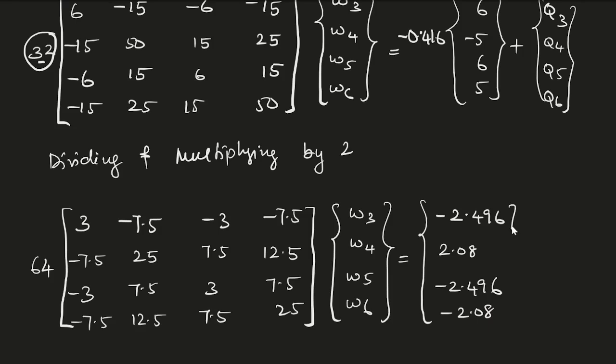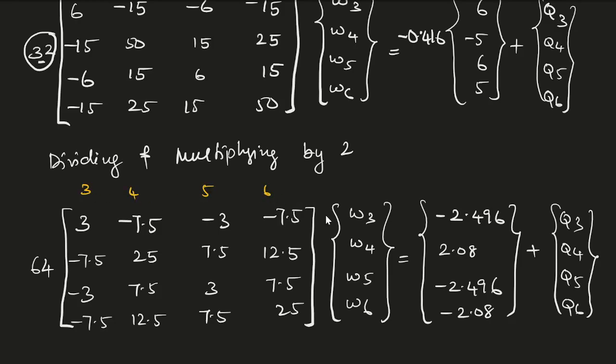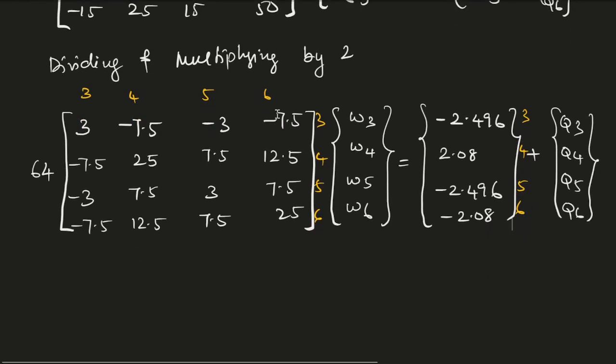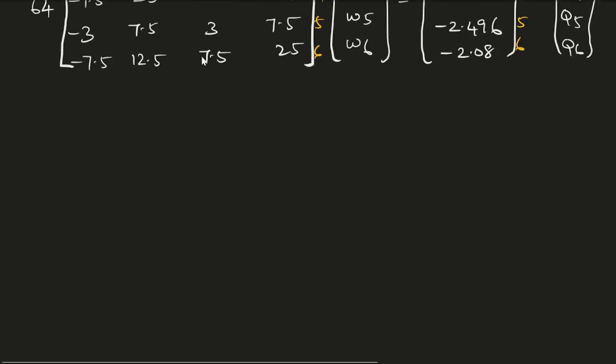Okay, so we have multiplied those values inside, so this is the value, so it will be plus addition of q3, q4, q5, q6. So here the numbering starts with 3, 4, 5, 6, and similarly here also we'll have the numbering 3, 4, 5, 6. In the second element we have the addition of one UDL, so we'll have another matrix as well.